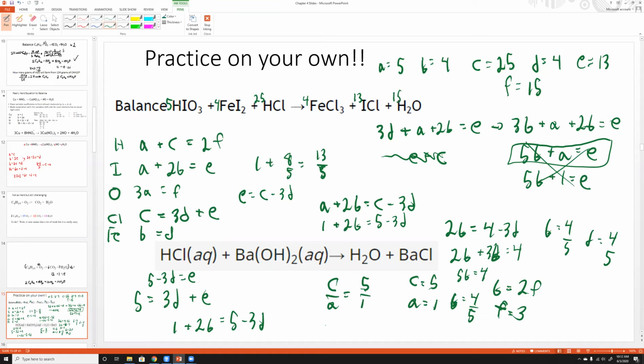All right, let's see if this works. So hydrogens, let's add them up. 5 plus 25 is 30. 15 times 2 is 30. Yay. Iodine, 5 and 8 is 13. 13. Nice. 5 times O3 is 15. 15 times O is 15. Iron, 4 and 4. Chlorine, 25. And then you have 13 plus 12 is 25. Hey, we got it. Yay. Okay. Whew.